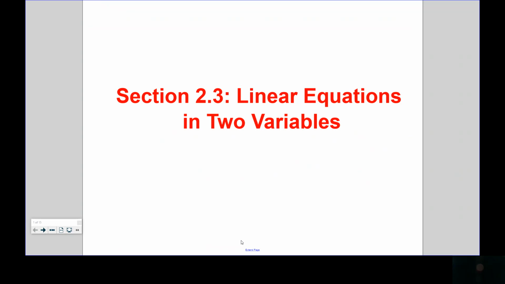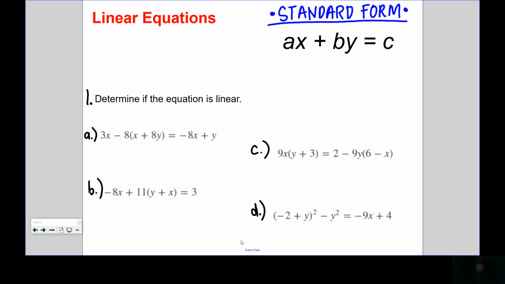So this section is called linear equations in two variables. A lot of this may be review if you've taken algebra recently. We're going to talk about standard form of linear equations, x and y intercepts, and then graphing. We're just going to do a little bit of graphing just to practice. All right, so first, I wanted to give you an overview.